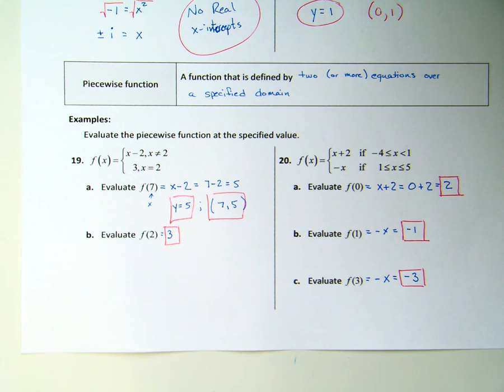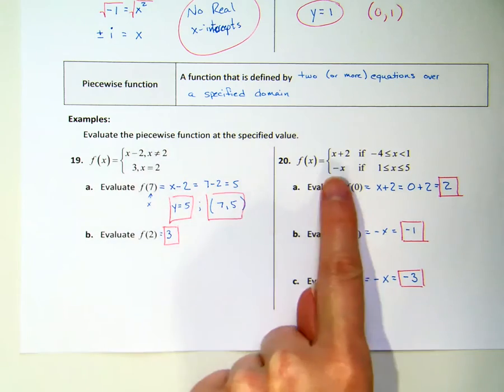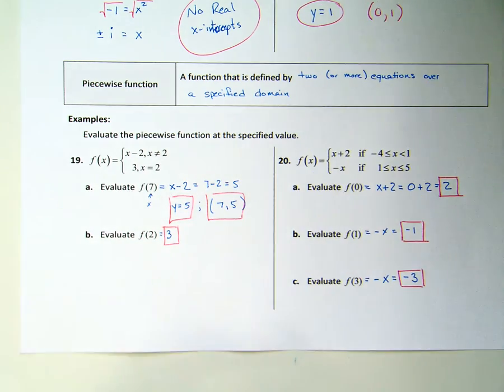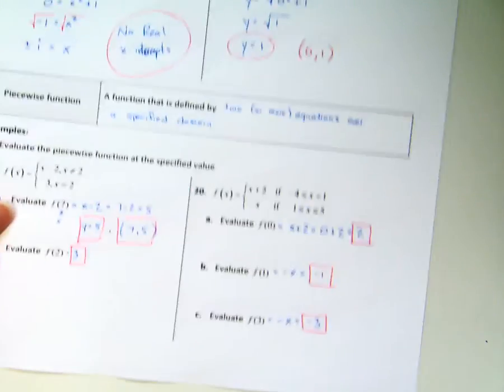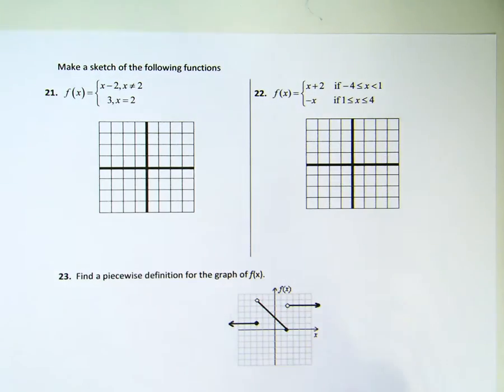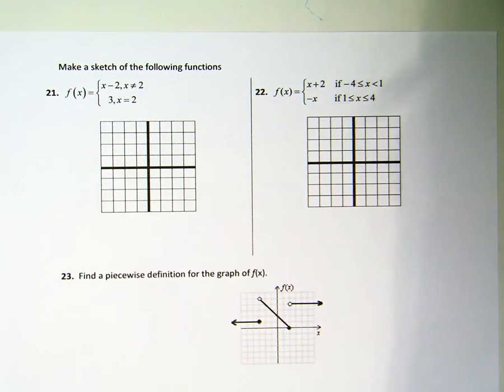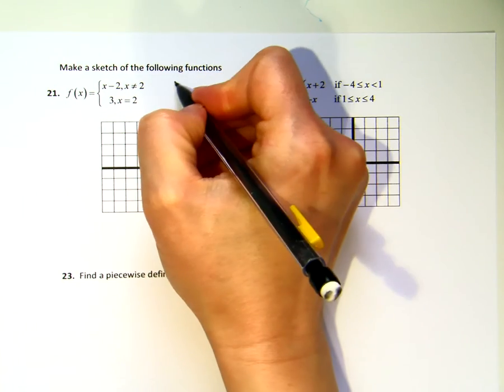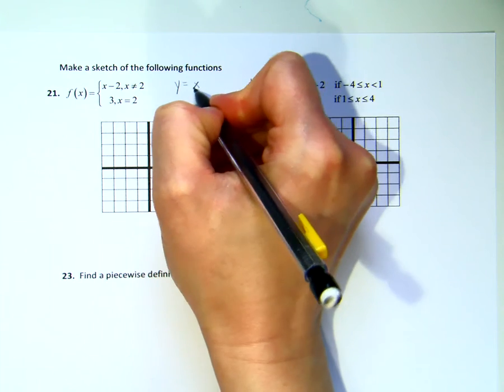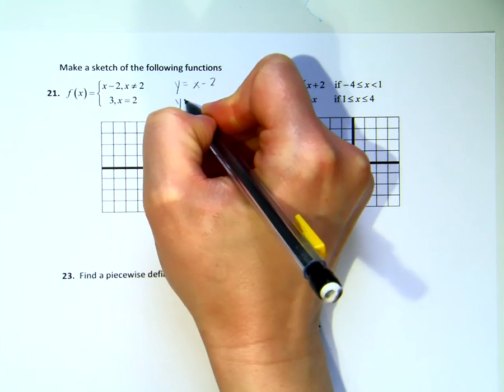Let's try some graphing. We're going to take these two piecewise equations and see what they look like graphically. Now I'm going to use a pencil first so that I can erase pieces of this. I'm going to draw the entire function and then erase the pieces I don't want to have. So the first thing I'm going to do is look at these two pieces separately. I'm going to say this is y equals x minus 2 and y equals 3.